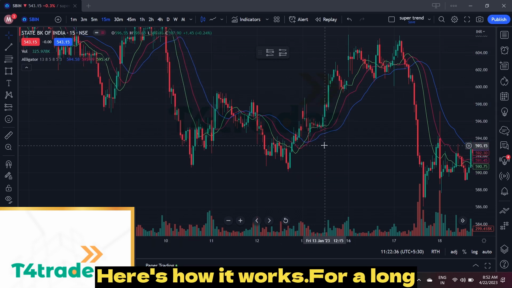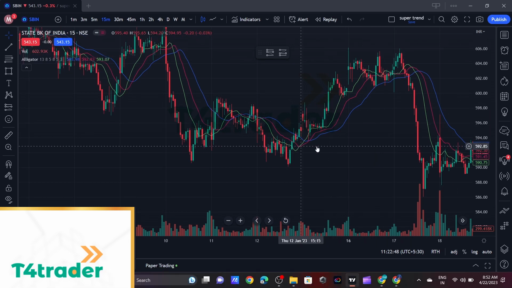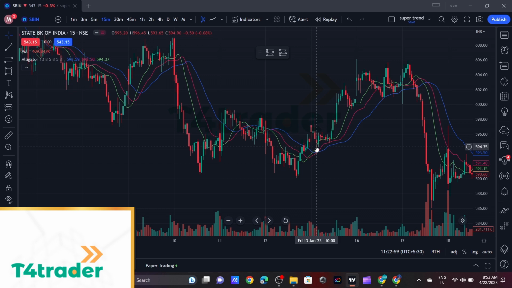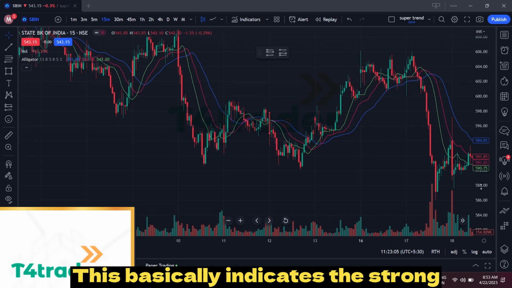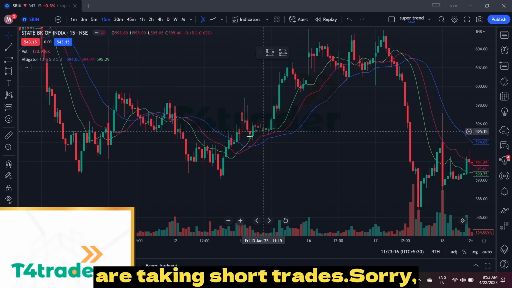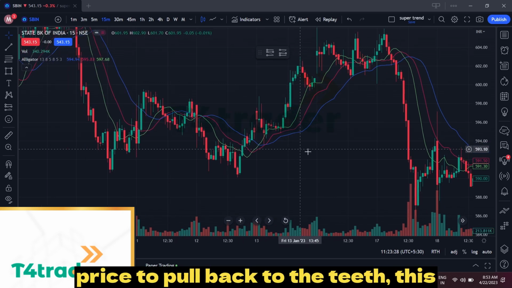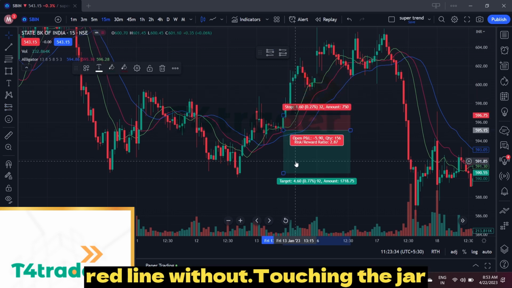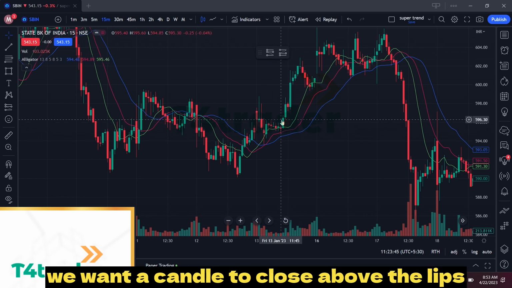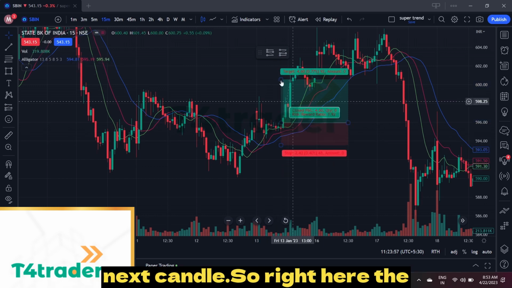Here's how it works. For a long trade, first you want to make sure that the lines are spread further apart like this, with the blue line at the bottom, the red one in the center, and the green one at the top. This basically indicates a strong bullish trend, an analogy to an alligator feeding on all the bears that are taking short trades. Sorry, bears. Next, we want to wait for the price to pull back to the teeth, this red line, without touching the jaw, this blue line. After the pullback, we want a candle to close above the lips, this green line, and then we are going to enter a long trade on the open of the next candle.